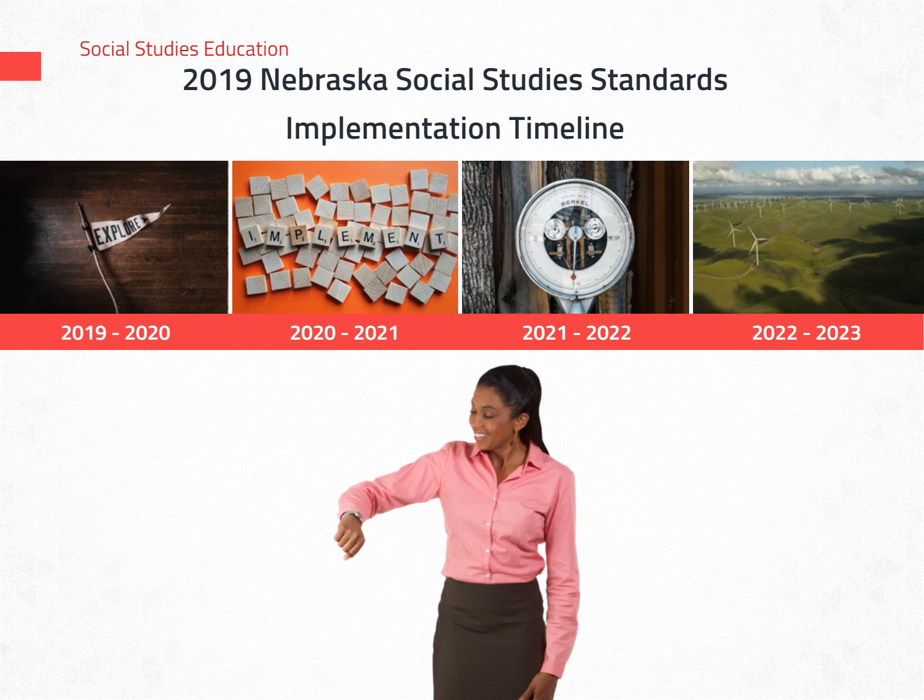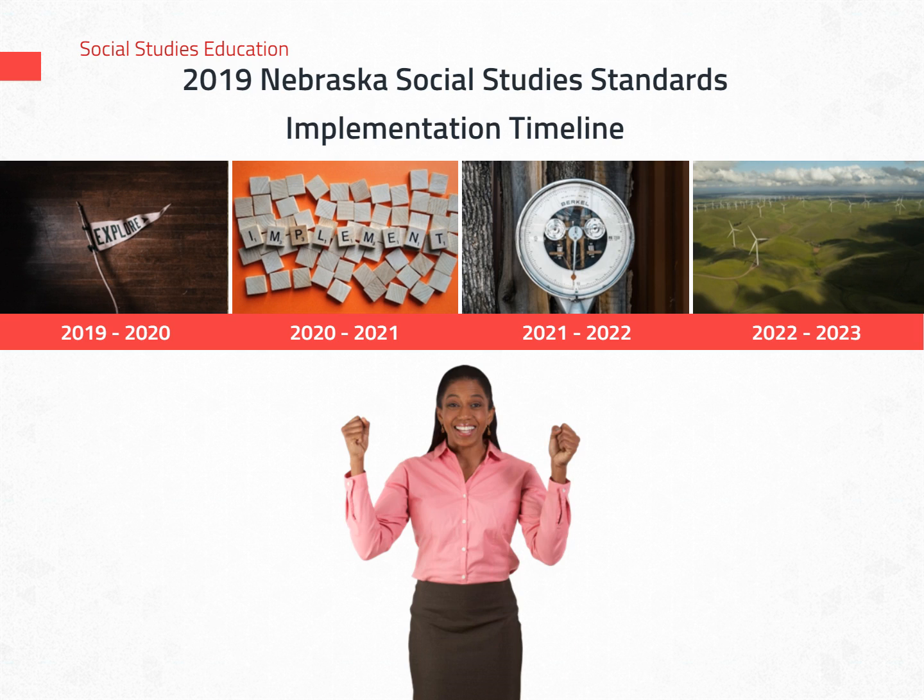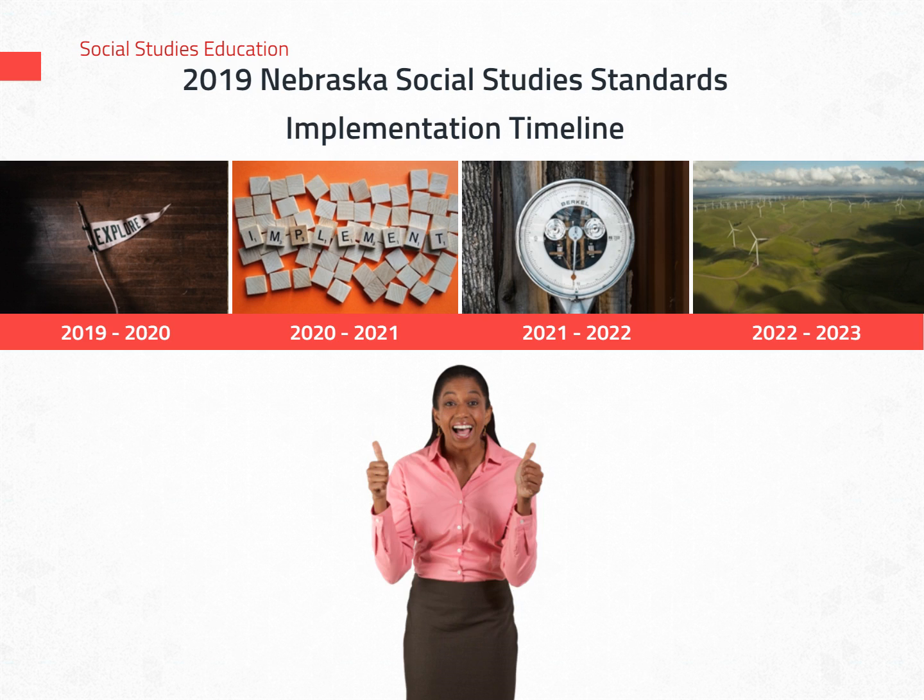Beginning in the summer of 2018, the Social Studies Standards revision process began. The State Board of Education adopted the revised Social Studies Standards on November 8, 2019. This means Nebraska school districts should have or will be adopting the 2019 Nebraska Social Studies Standards by November 8, 2020. Select the years on the slide to reveal information about the implementation timeline of the 2019 Nebraska Social Studies Standards.